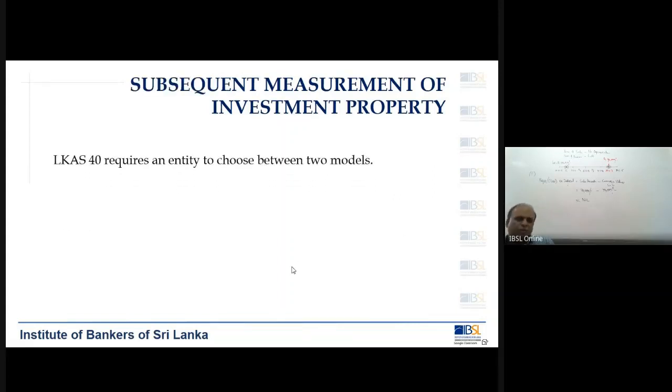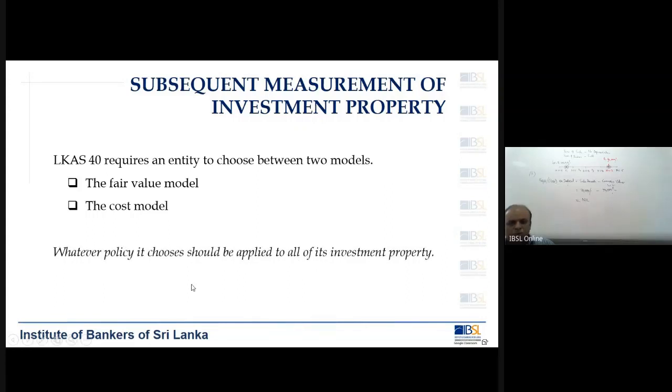Subsequent measurement of investment property, where you have two models. One is the fair value model and the second one is the cost model. The cost model is where you continue to maintain the asset at its cost, and the second method is where you do a fair valuation. Now here comes a difference. Under property, plant and equipment, we call it revaluation. Can you remember? I told you once in 3 years you have to do a revaluation. Here it is not called revaluation, but it is called fair valuation. There is a slight difference which I will explain now.